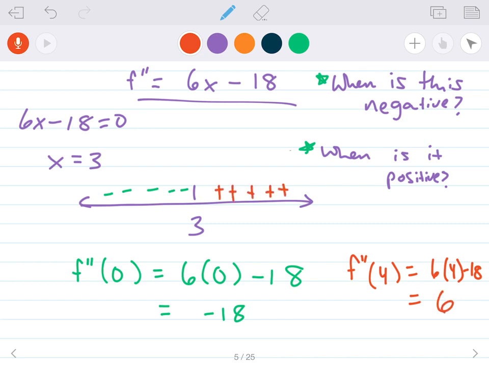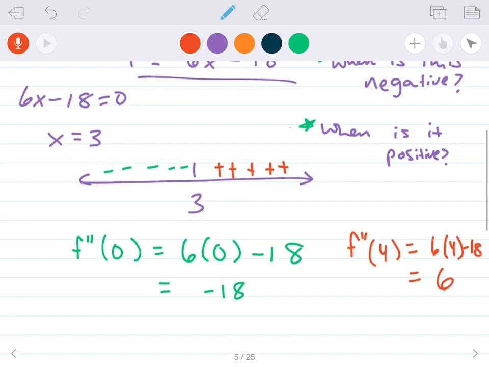All right. So the second derivative is negative from negative infinity to 3 and positive from 3 onward to infinity. So remember, negative means that f is concave down from negative infinity to 3, and from 3 to positive infinity, it's concave up.